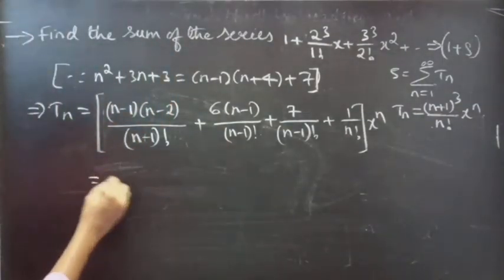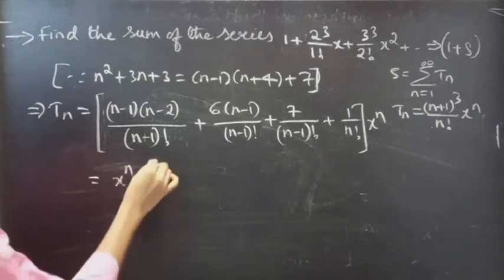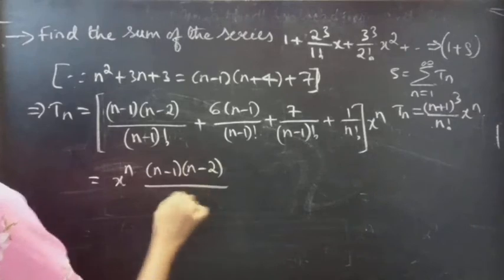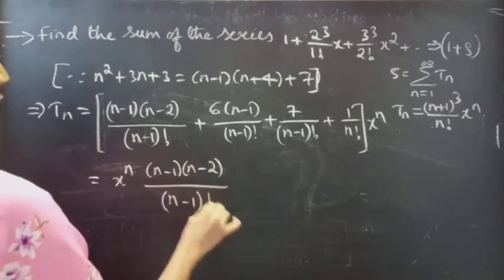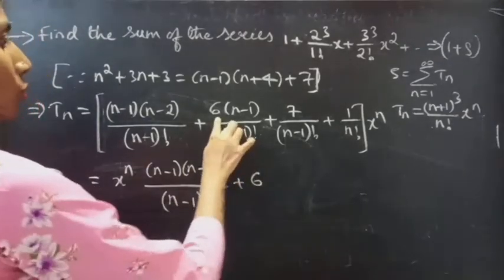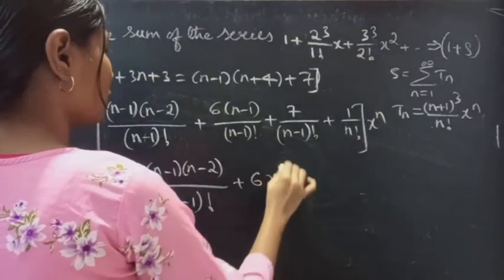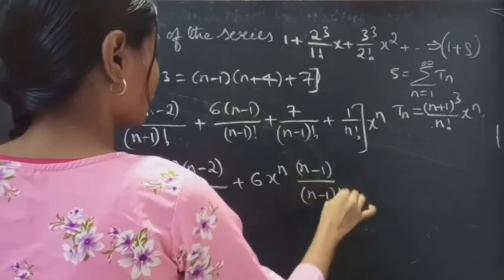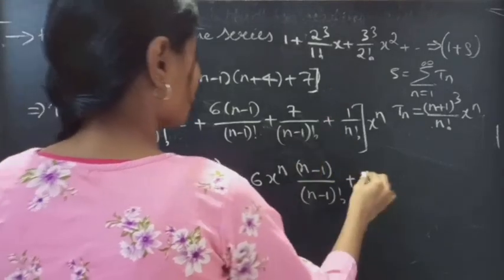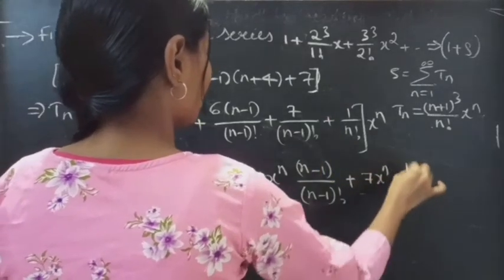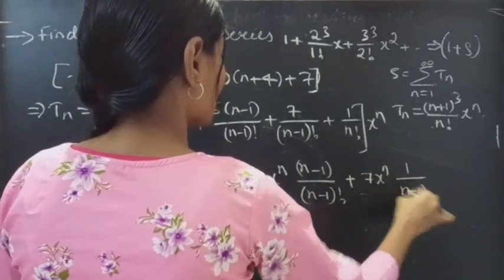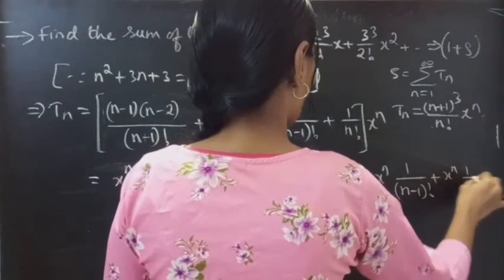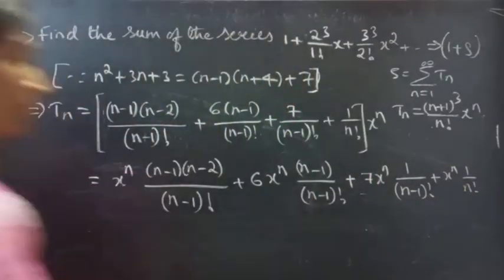So this equals x^n (n-1)(n-2)/(n-1)! + 6 x^n (n-1)/(n-1)! + 7 x^n · 1/(n-1)! + x^n · 1/n!.